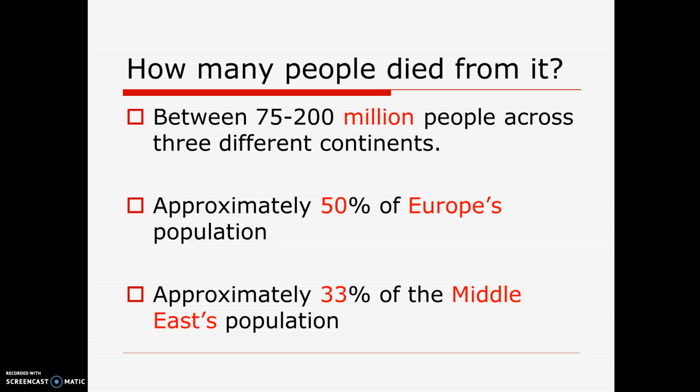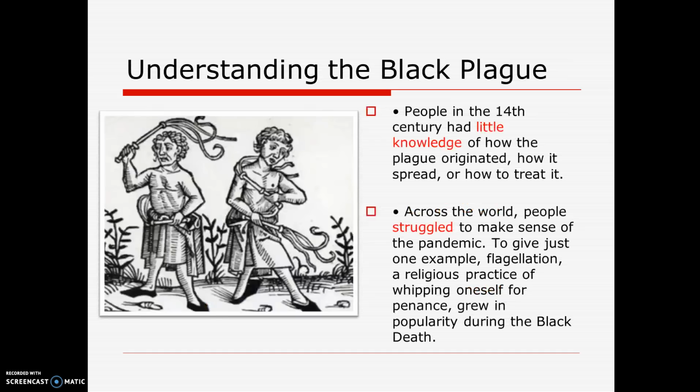Now I know that's a very broad number, but again, this is history. It's hundreds of years ago, and we have to interpret a lot of what we find. So it's a broad estimate. Now, historians have calculated approximately 50% of Europe's population perished because of the Black Death, and approximately 33% of the Middle East population perished. But again, you'll find different numbers depending upon where you look. All you need to know is a lot of people died from this disease.